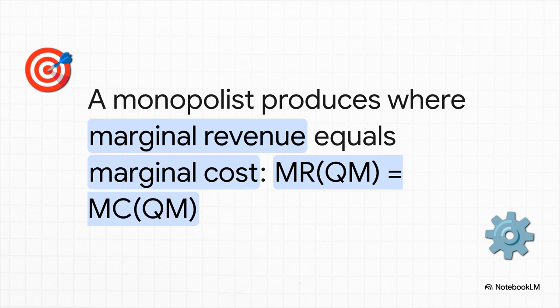This totally changes the rule for maximizing profit. A monopolist produces where its marginal revenue, or MR, equals its marginal cost, MC. Now, marginal revenue is the extra cash you get from selling one more unit. And since they have to lower the price on all their products just to sell that one extra one, their marginal revenue is actually always less than the price they're charging.